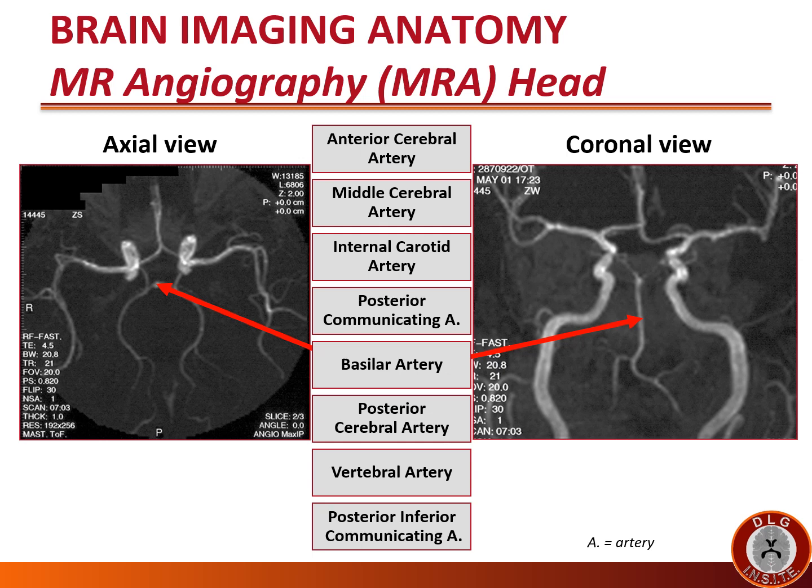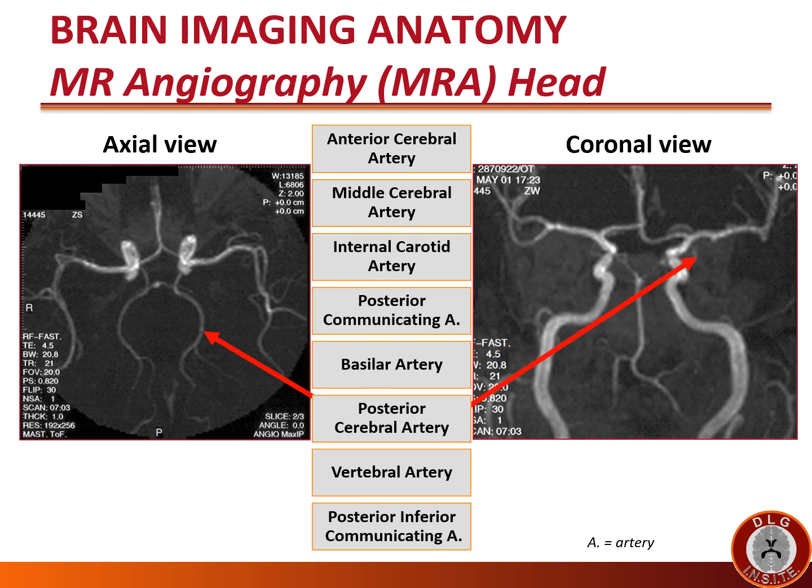The basilar artery is best appreciated on the coronal view. You can also see it on the axial view, cut in cross section. The posterior cerebral arteries are best seen on the axial view. Note that they curve around the brainstem when going posteriorly.